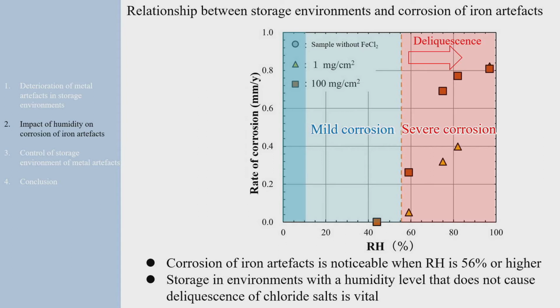From these results, we can see that the corrosion of iron artifacts is particularly noticeable when relative humidity is 56% or higher, and corrosion is likely to become more severe as humidity rises. This is because the relative humidity at which iron chloride 2 deliquesces is about 56%. Because corrosion accelerates, especially when salts deliquesce, it is of vital importance that iron artifacts are preserved at a humidity which does not cause the deliquescence of chloride salts.